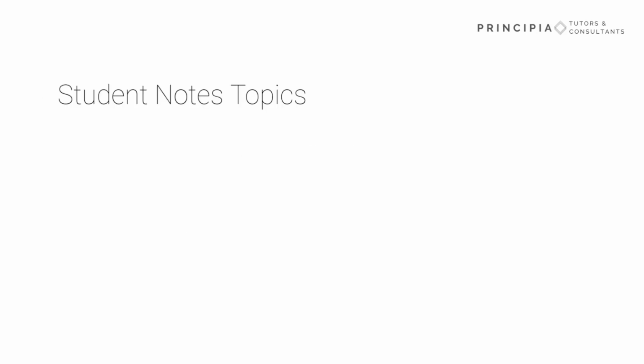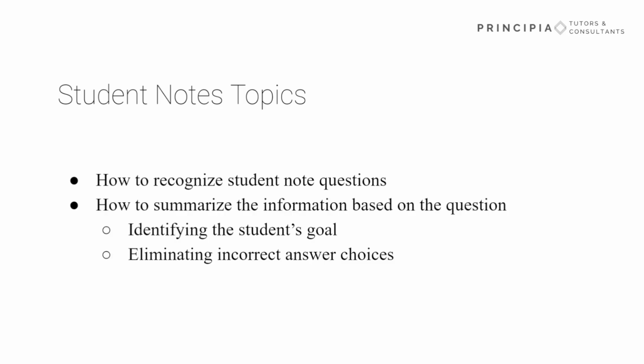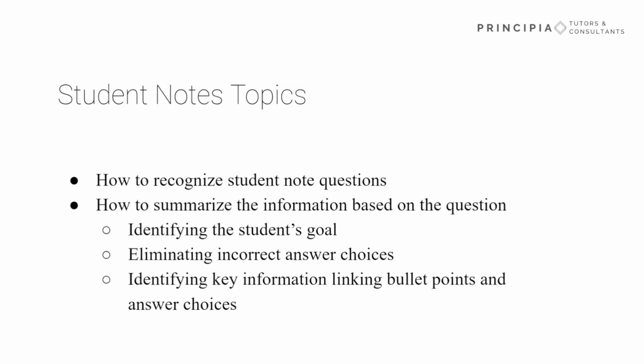All right, so first things first, what are the student note topics? We're going to talk about how to recognize these things, how to summarize the information, identify students' goals, eliminate incorrect answer choices, identify key information so we can link bullet point information with correct answer choices, and finally, we'll talk about a few limitations to these question types before going over an example or two together.